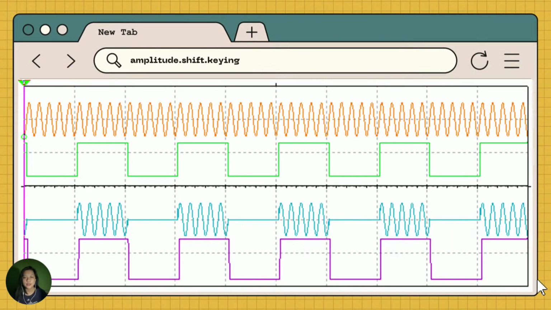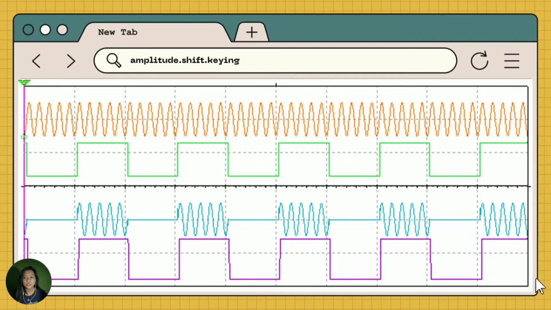These are the signals taken from the oscilloscope. The orange signal is the carrier signal. The green signal is the discrete signal or modulating signal. The blue signal is the modulated signal for ASK, while the purple signal is the demodulated signal.